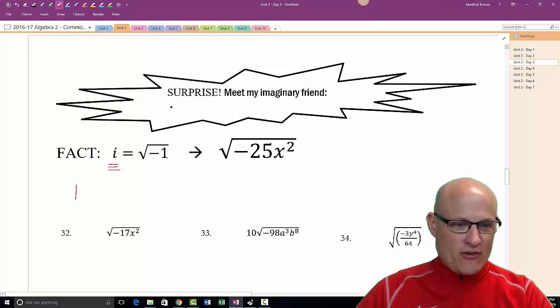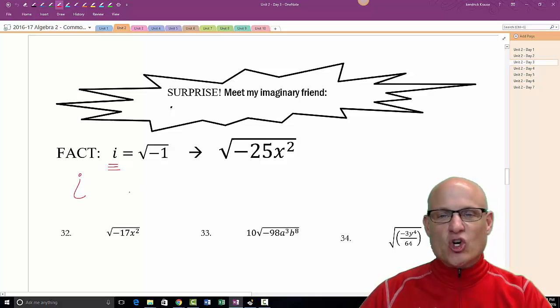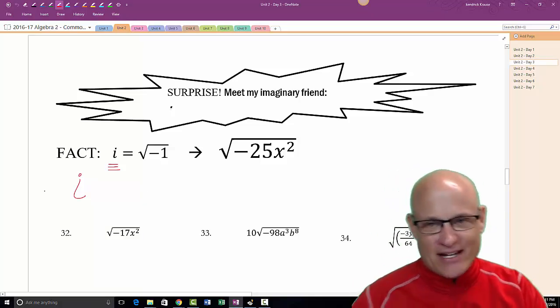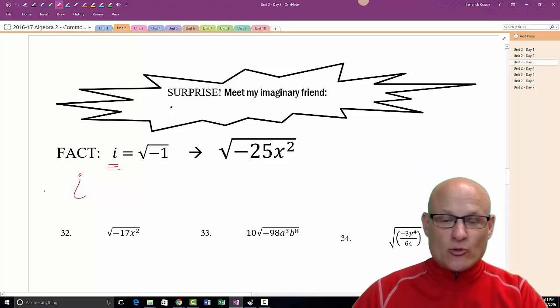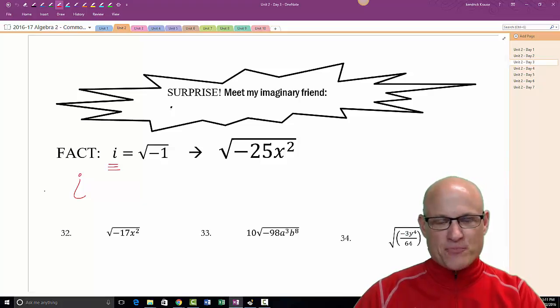Now, don't draw it weird, because it looks like a 1. Make sure when you draw your i, it looks like a nice curvy little i, so you know it's not a variable. It is equal to, by definition, the square root of negative 1.